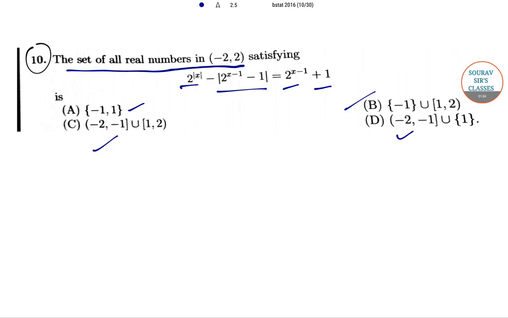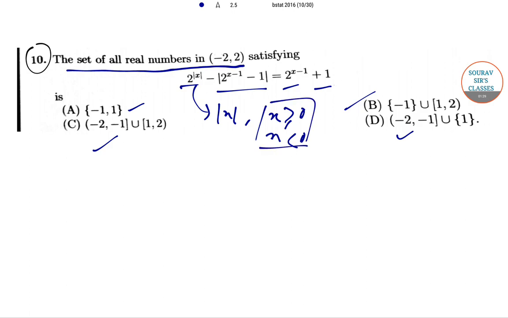So now, before proceeding with the problem, we first need to find out the breakpoints. It has been given 2 to the power mod of x, so basically mod of x is present. So we need to consider x greater than 0 and x less than 0. There will be an equal to point also, but we can interchange between these two cases.